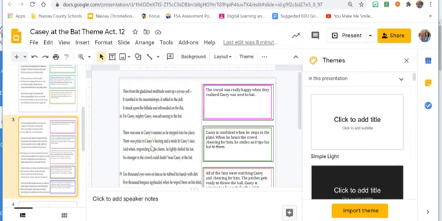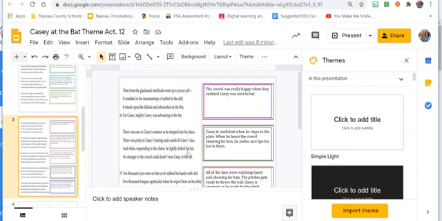Then with ease in Casey's manner as he stepped into his place, there was pride in Casey's bearing and a smile on Casey's face. And when responding to the cheers, he lightly doffed his hat. No stranger in the crowd could doubt 'twas Casey at the bat. So when Casey stands at the bat, he's very confident, and he hears the crowd cheering for him, so he takes off his hat and smiles.